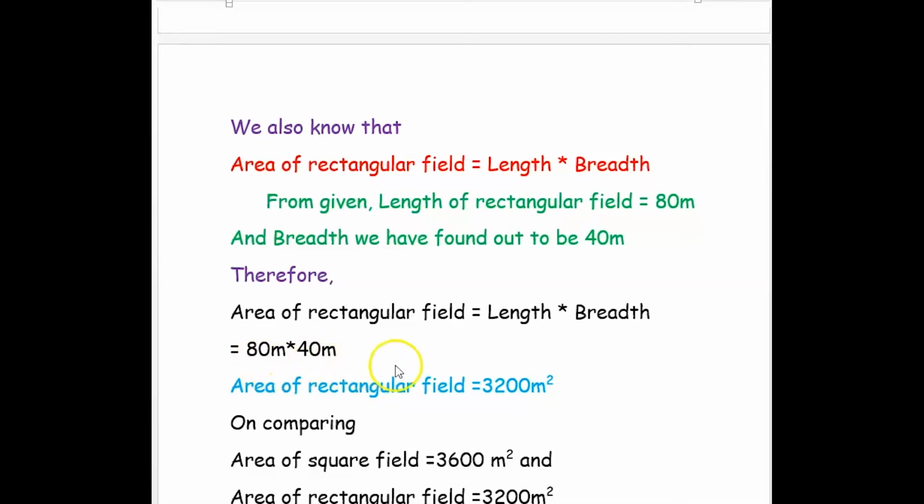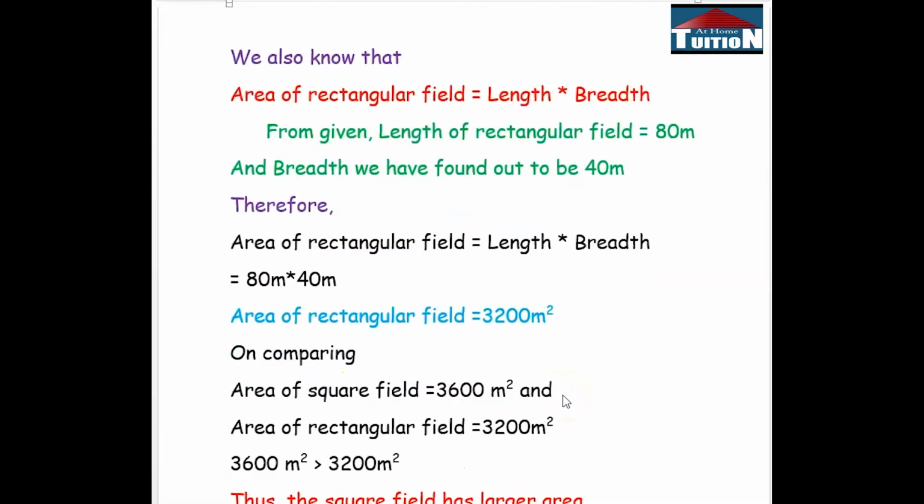So 80 into 40 is 3200 meter square. So the area of the rectangular field is 3200 meter square. Now we are going to compare which area is greater.